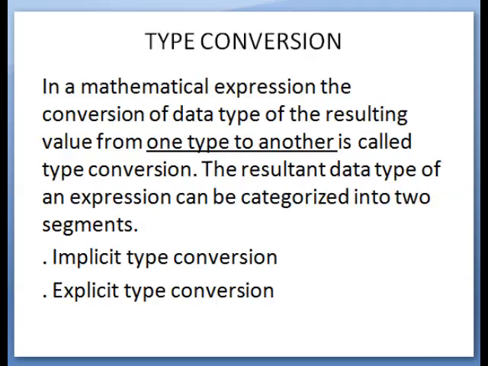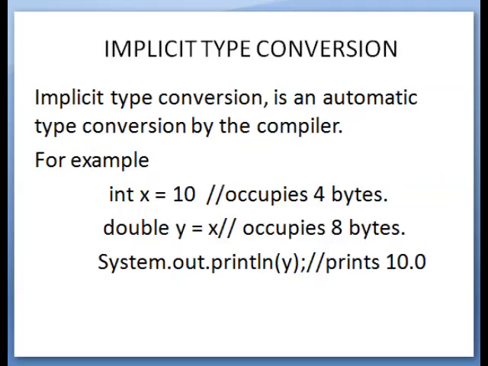Next is type conversion. In a mathematical expression, the conversion of the data type of the resulting value from one type to another is called type conversion. The resultant data type of an expression can be categorized into two: implicit type conversion and explicit type conversion. We are going to see them one by one. The first one is implicit type conversion. Implicit type conversion is an automatic type conversion by the compiler.